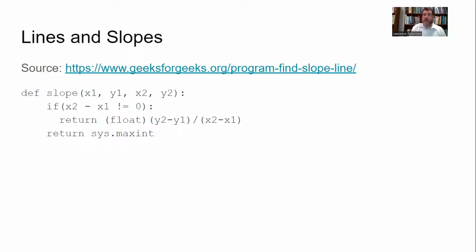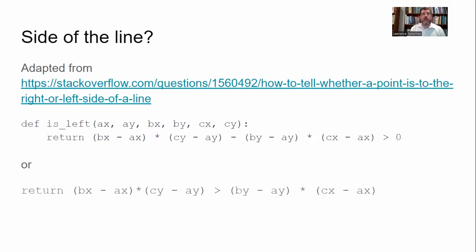The next question is maybe less obvious, and that is, how do I determine which side of a line a point is on? So how many points do I need for that?